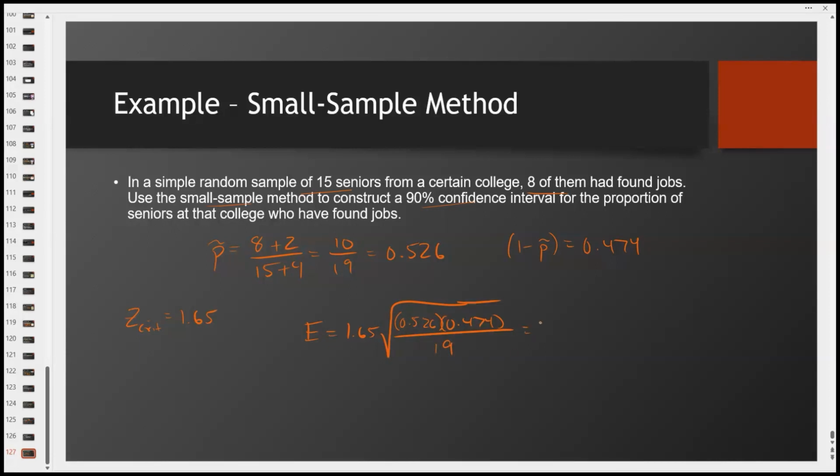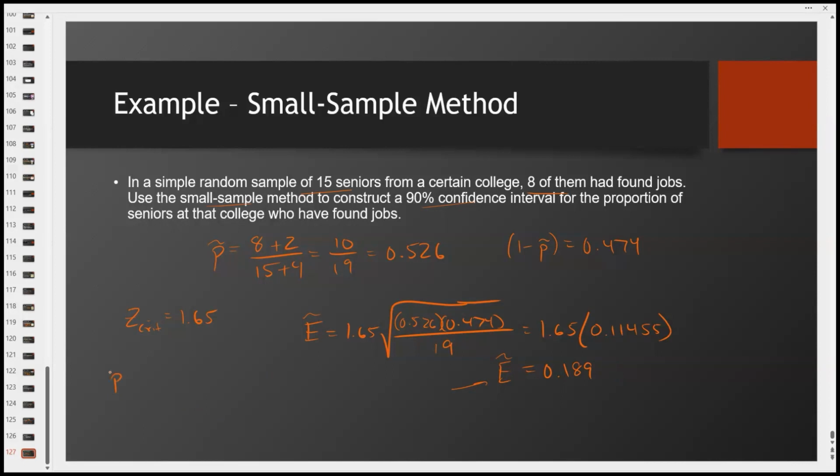That is 1.65 times 0.11455. So the margin of error is 0.189, plus or minus 18.9%. And that small sample is a bit of a problem there. But then we can use our proportion and our margin of error, right? We could even probably write these little tildes over them if we wanted to.